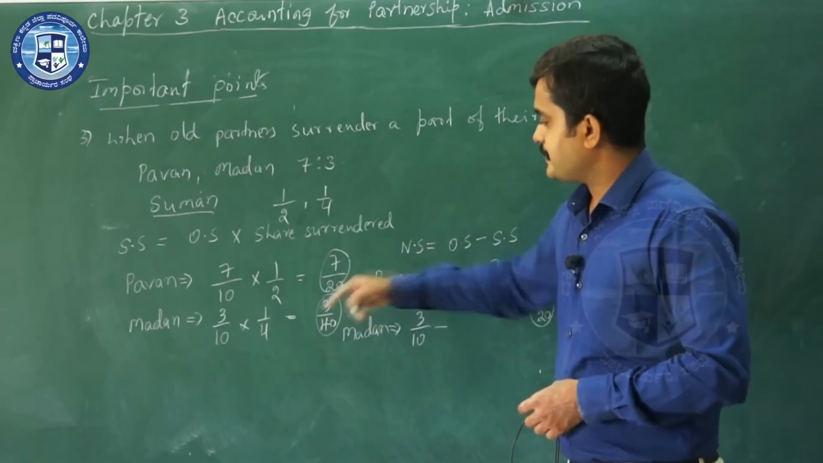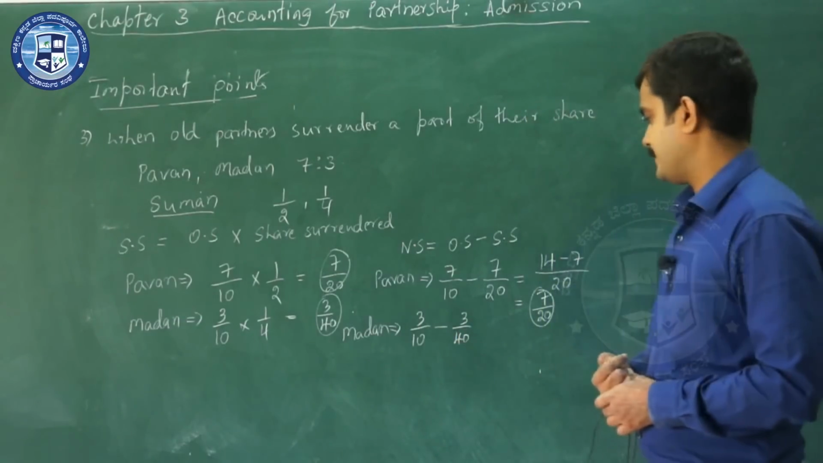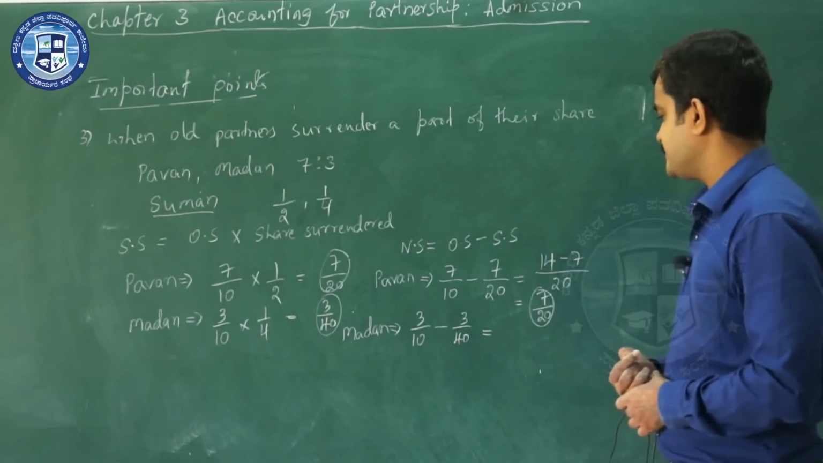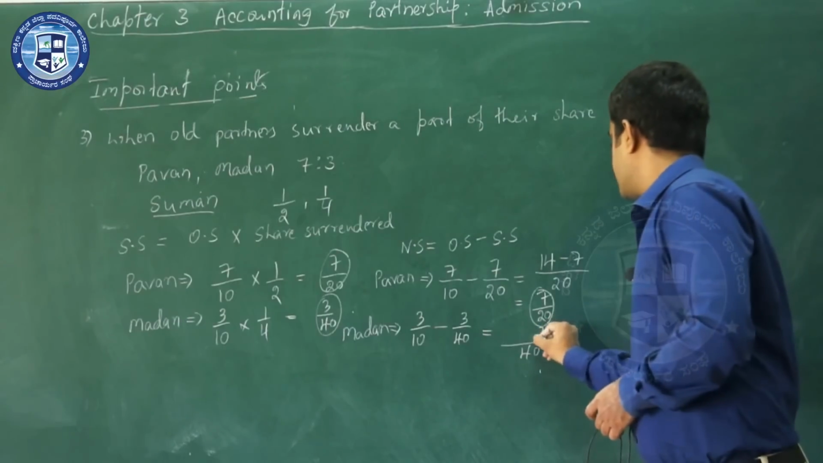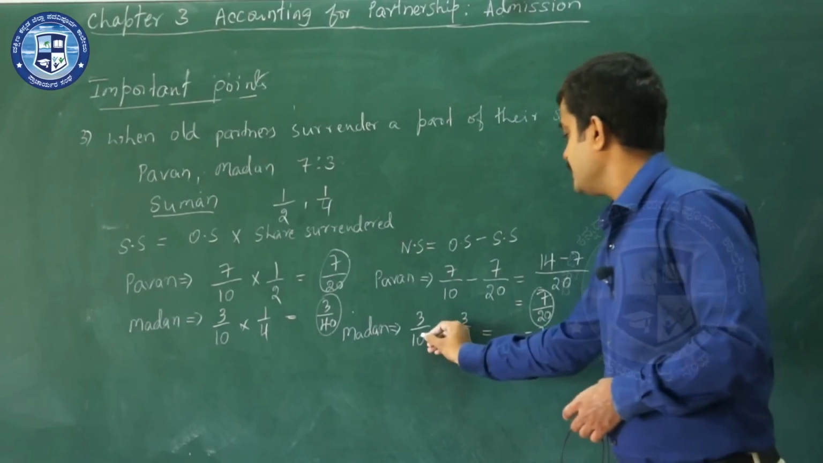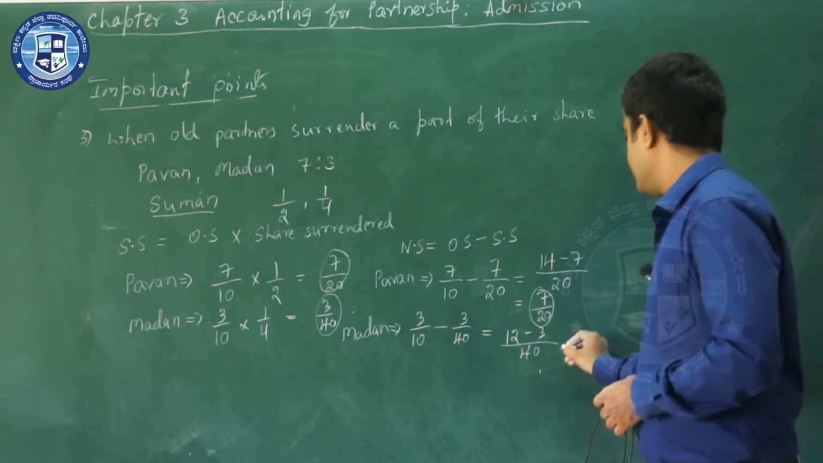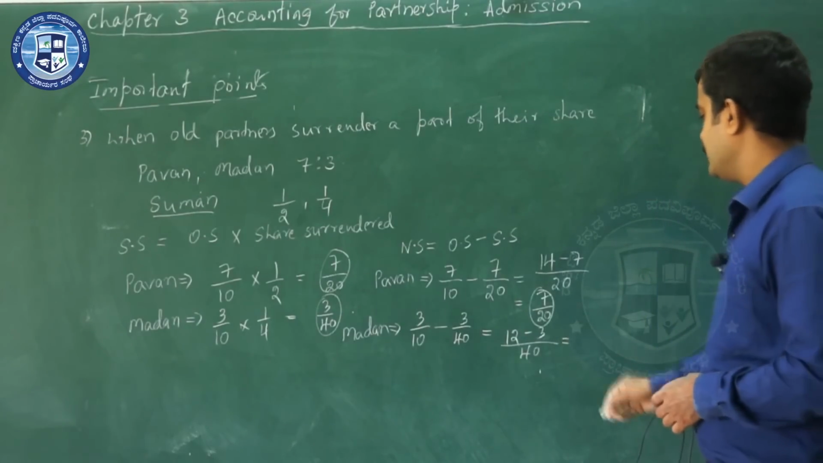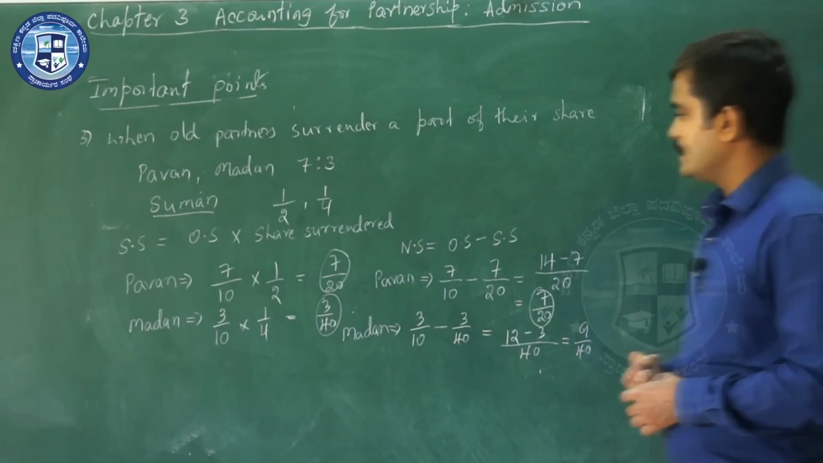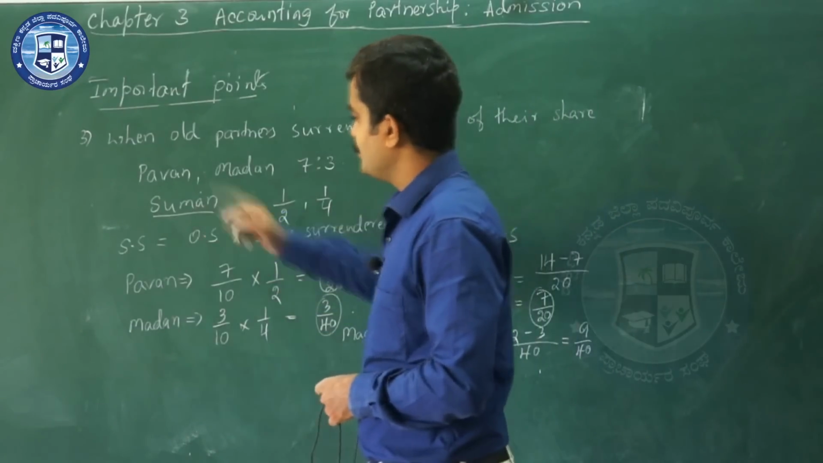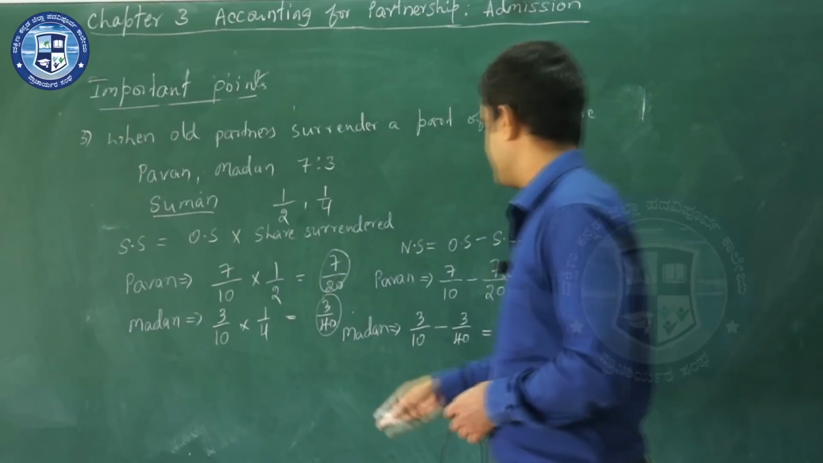Share sacrificed by Madan is 3 by 4. The LCM is 40, so 3 remains as it is, multiply 3 by 4, you get 12. Now deduct 3 from 12, you get 9 by 40. Next, to find out Suman's new share, we have to add the share sacrificed by Pawan and Mathan.